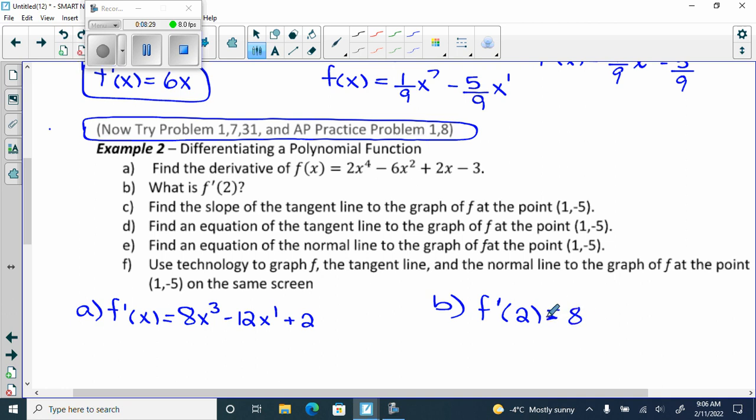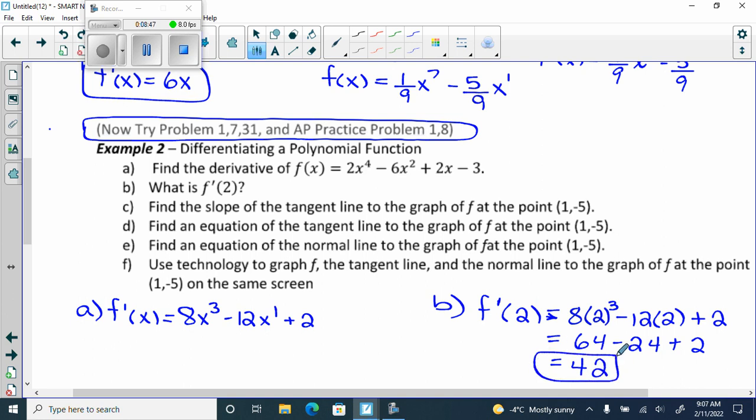Okay. So we're going to plug it in, and we're going to get 8 times 2 cubed, minus 12 times 2, plus 2. 8 times 8, 64, minus 24, plus 2 is 42. So the slope at 2 is just rising 42 over 1. No big deal. That'd be easy to draw.